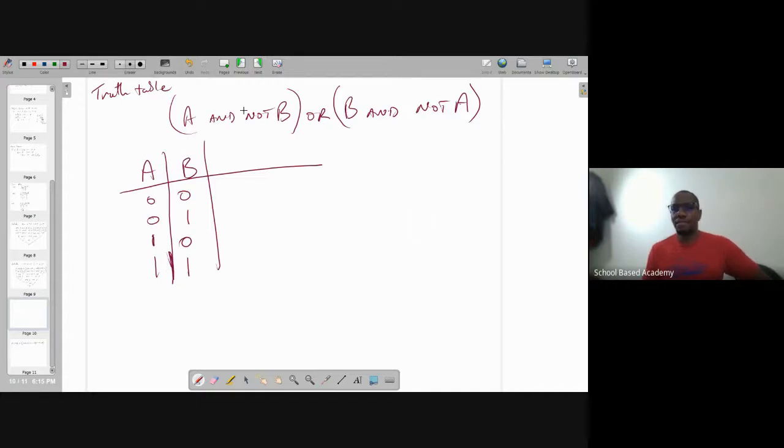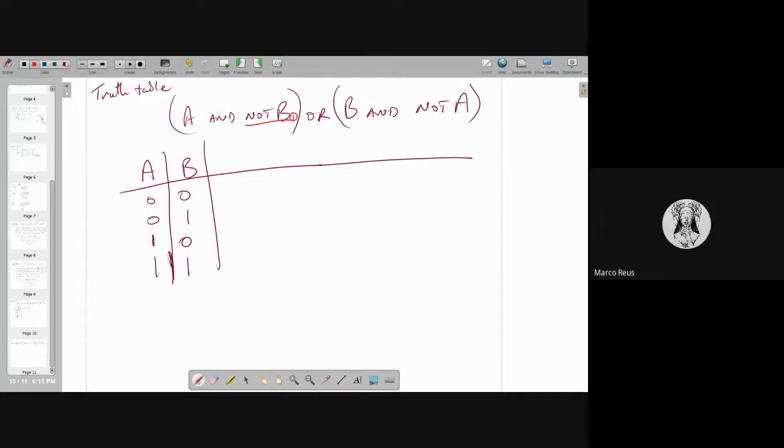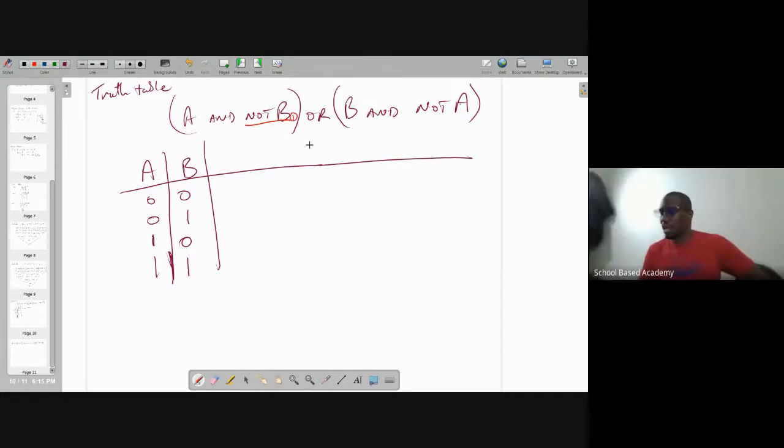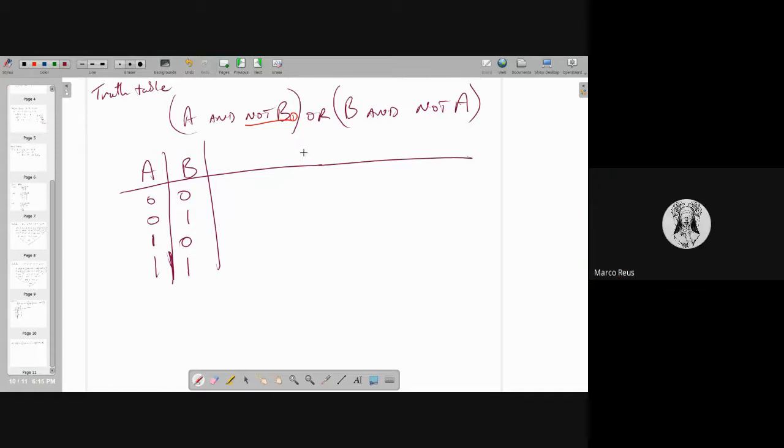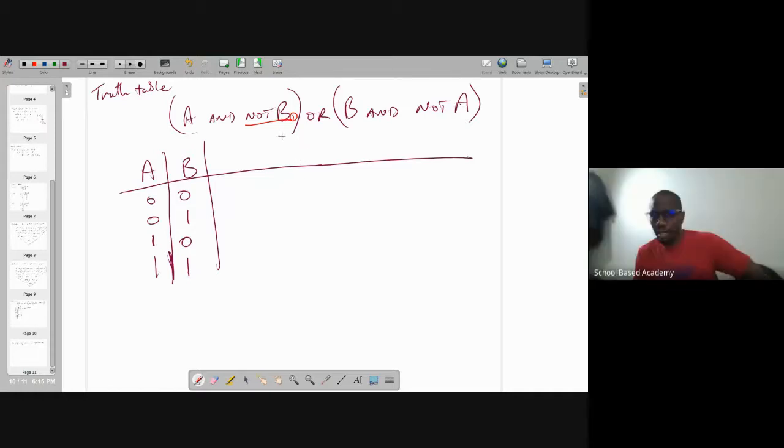And of course, we have two expressions bracketed, joined by an or. Where would be the best place to start here? Well, we start with the not within one of the brackets, right? So we can identify this here as the first thing that we do. The negation of B, sir. Sorry? The negation of B. Yes, we're doing the not B first.